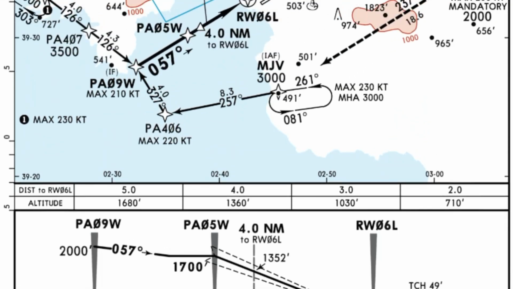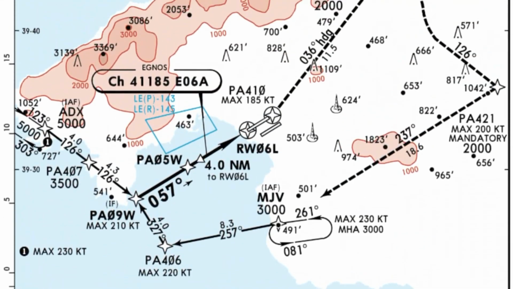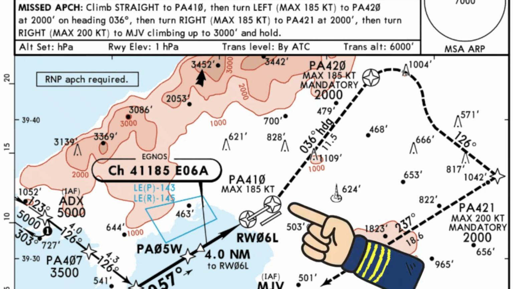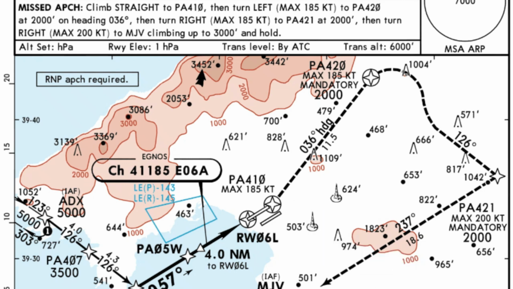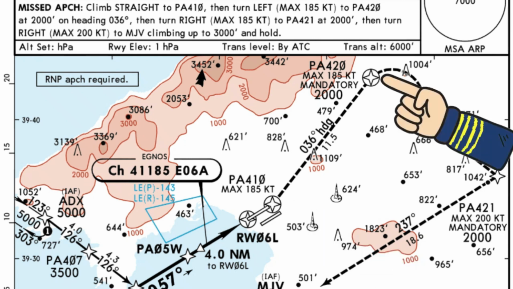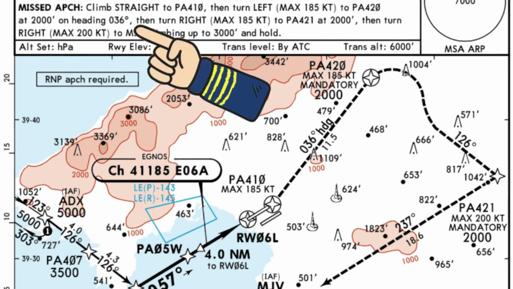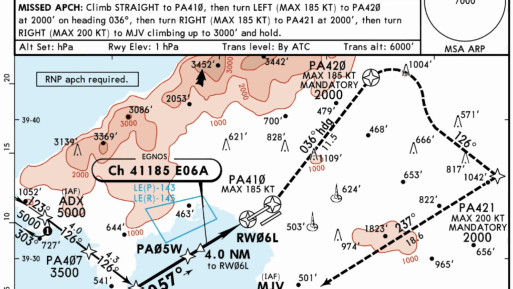If we go looking for the missed approach, we might find some interesting information. The missed approach reads from PA410, we should fly to PA420 at a mandatory altitude of 2000 feet. However, it is clearly said, and is also charted, heading 036. And this causes a little bit of a problem because you should know very well that two points are connected by a track and not by a heading.